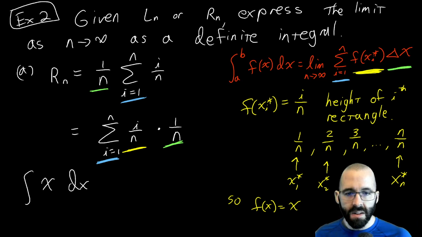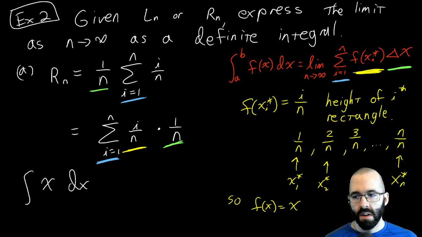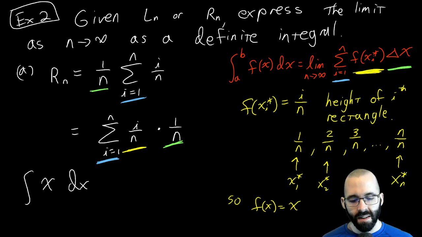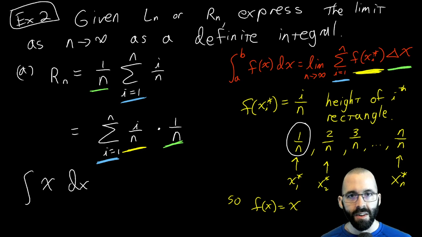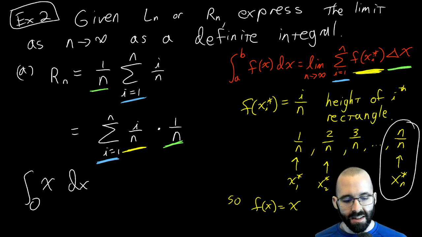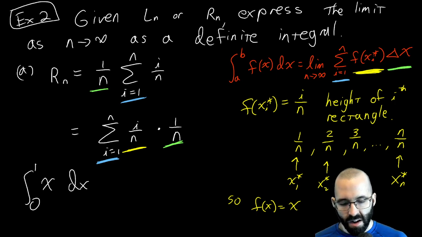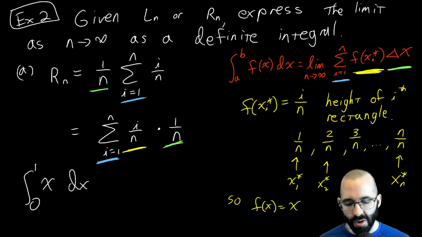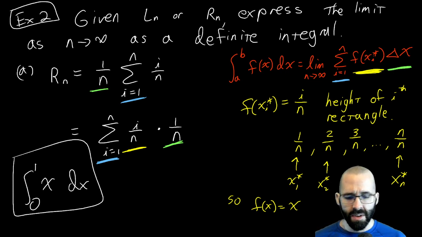So the last thing is, what are our limits of integration? Well, as n goes to infinity, what's happening? As n goes to infinity, our first piece is 0. As n gets infinitely big, this first piece basically becomes 0. What's our last piece look like? As n gets infinite, well, it doesn't matter what n is. The last piece is always 1. So this is really just finding the integral, the area under the curve of y equals x from 0 to 1.